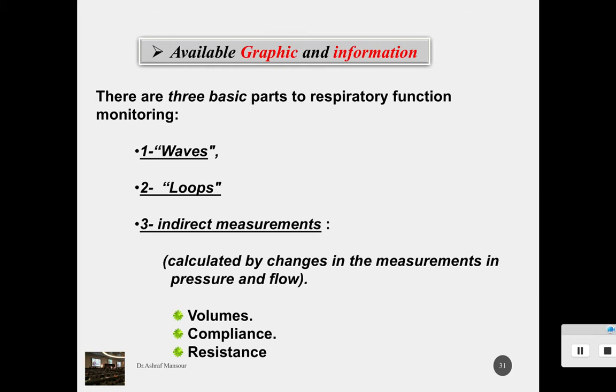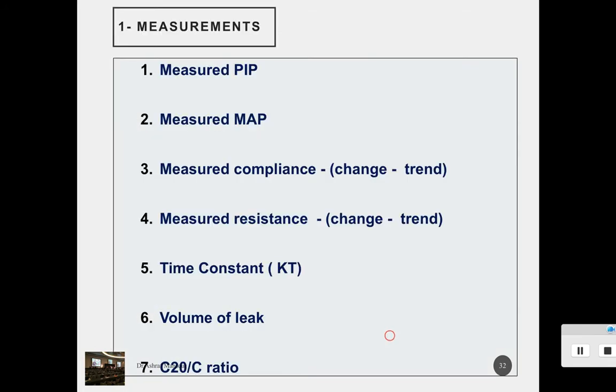So the ventilator will give you some idea about the pathophysiological change which occurs in your baby, and about your setting and the measurements taken out from the ventilator. And this will be through three types: the waves, loops, and the indirect measurement through the volume, the compliance, and the resistance, by measuring the pressure and the flow from the ventilator.